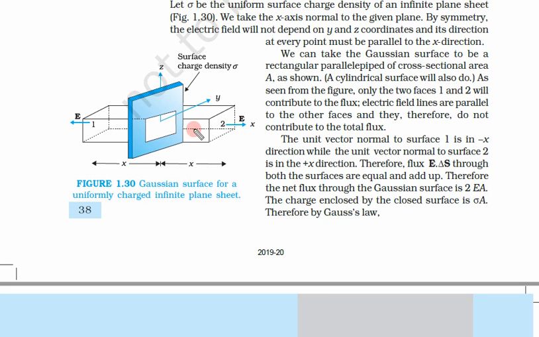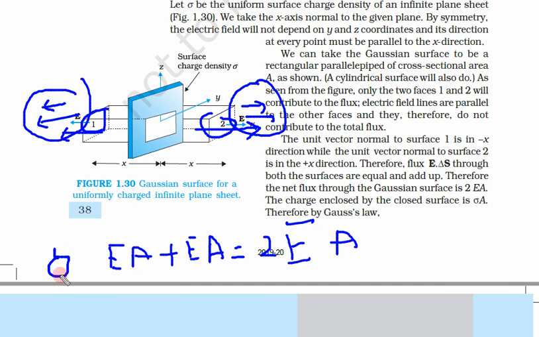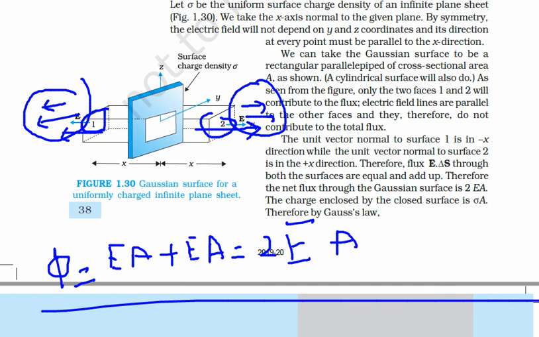So we saw that the only flux coming out of these two surfaces, this is surface 1 and this is 2. For this, E is positive and the direction of the surface is also positive. Here E is negative as well as the direction of the surface is also negative, so it is again positive. So in both cases it is EA plus EA, that is 2EA. So flux is simply phi is equal to 2EA.